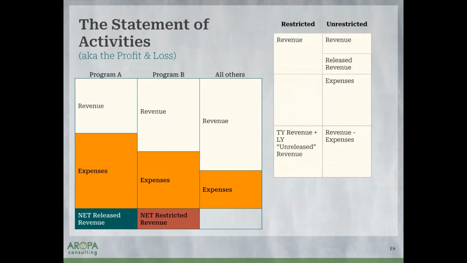And now we need to think about the statement of activities itself. And the statement of activities is subdivided into restricted and unrestricted. That's it. There are no restricted expenses. I'm going to say this again. There are no restricted expenses. There's only restricted revenue.